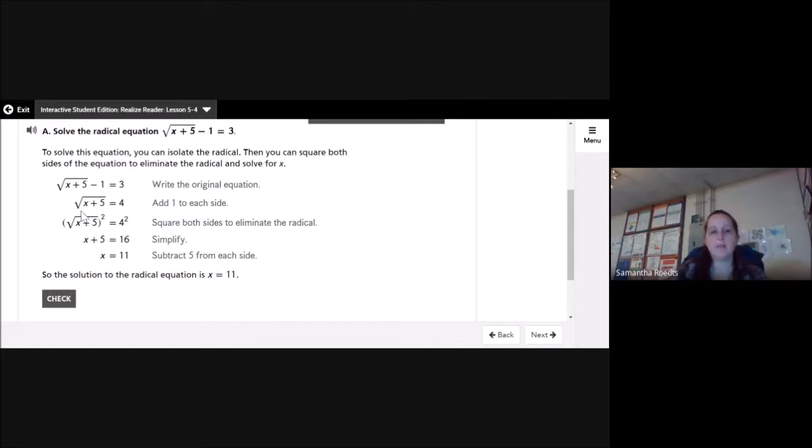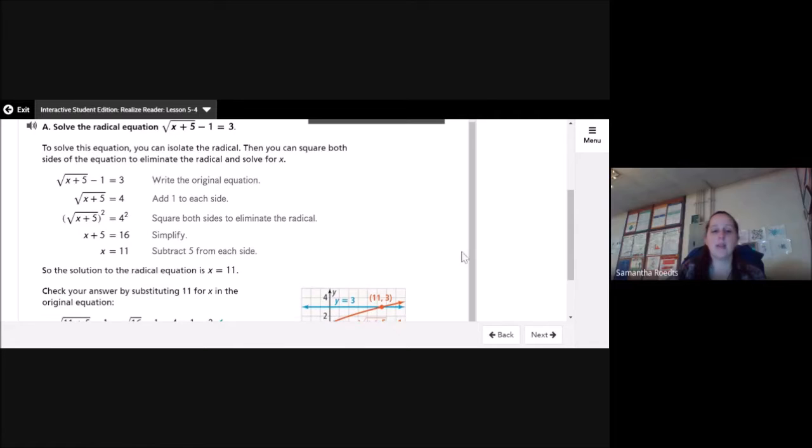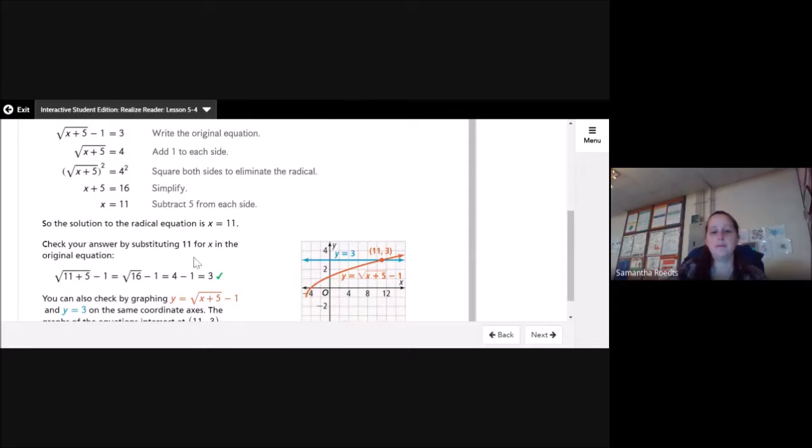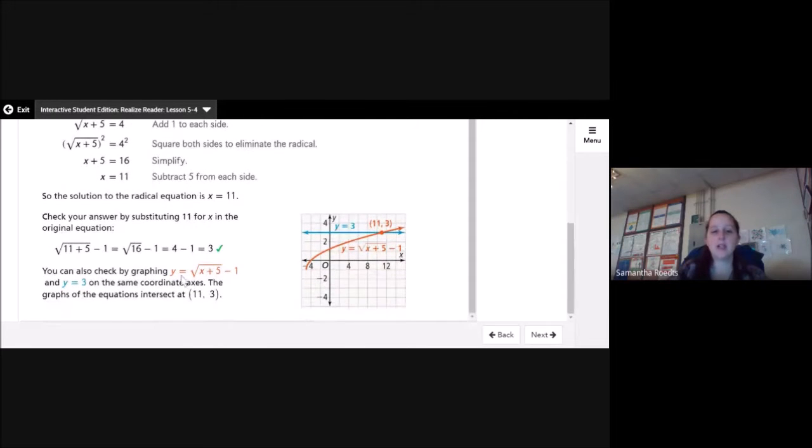I add 1 to both sides, so I get the square root of x plus 5 equals 4. Then I square both sides, so I get x plus 5 equals 4 squared, or 16. And then I solve for x, so that gives me x equals 11. Check your answer by substituting 11 for x into the original equation. You can also check by graphing y equals the square root of x plus 5 minus 1 and y equals 3 on the same coordinate axis. The graphs of the equations intersect at (11, 3).